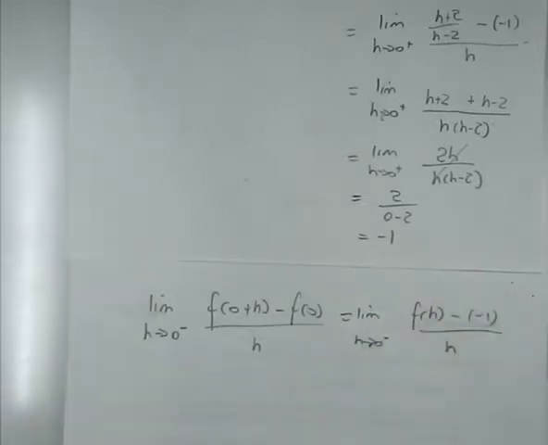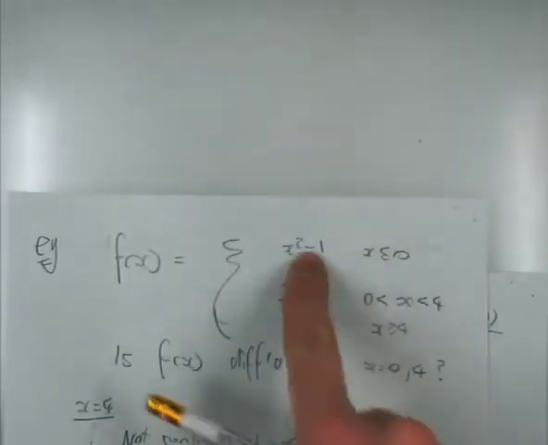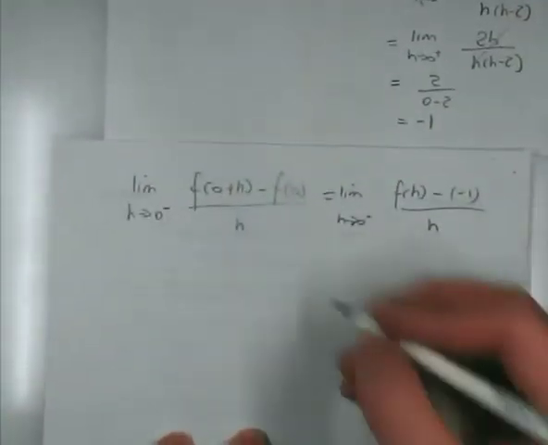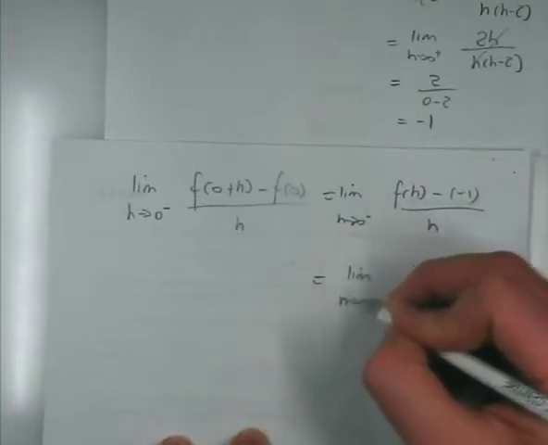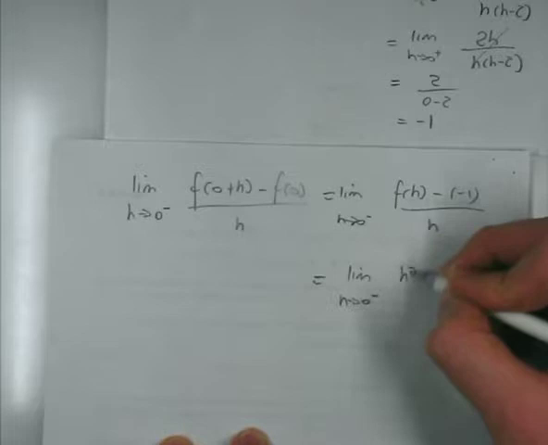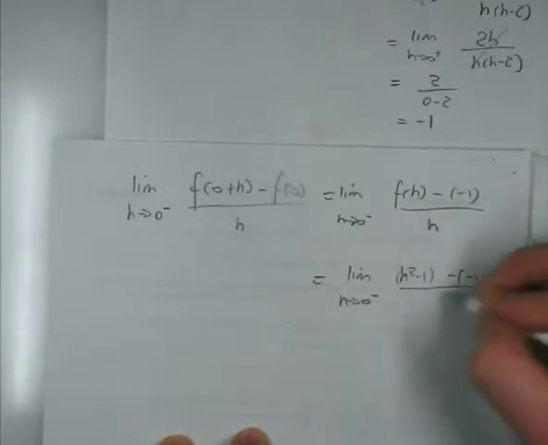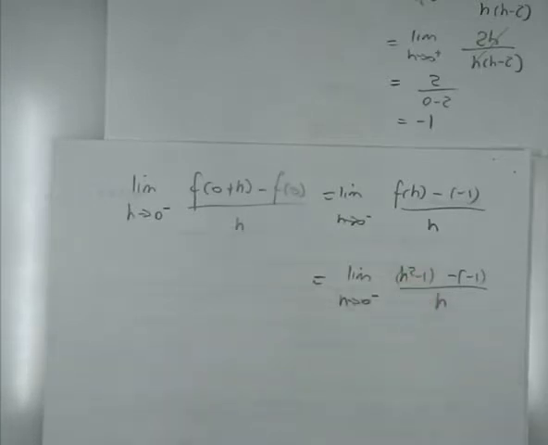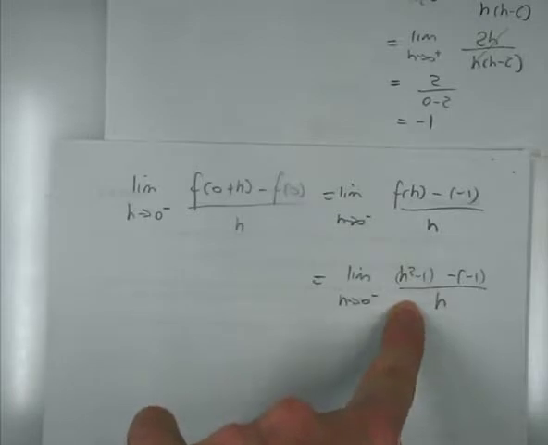So when I'm below 0, the definition of my function said that I should be using the formula x squared minus 1. Only it's h, not x. So what I should do, because that's the formula. Now here's the really fancy tricky bit. This is what I would do if I did the derivative of x squared minus 1 by first principles. That's what I would do.